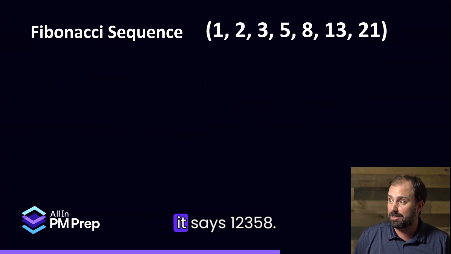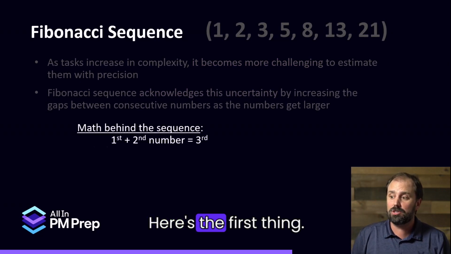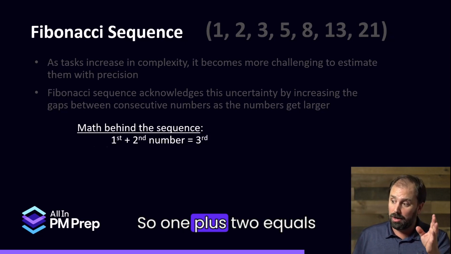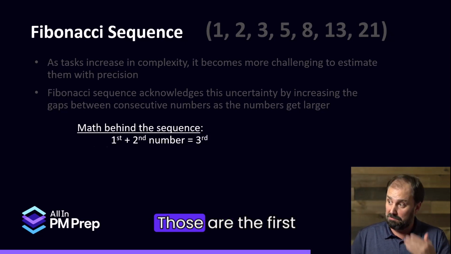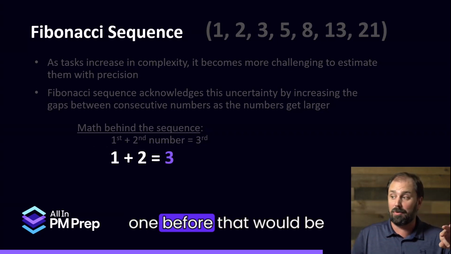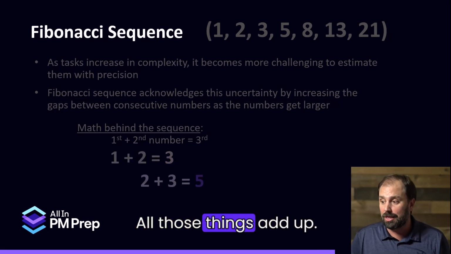If we look up here, it says 1, 2, 3, 5, 8. It's not random. Remember the shell? Here's the first thing. You take the first two numbers and you add them together. So 1 plus 2 equals 3. Those are the first three numbers. And technically one before that would be 0 plus 1 equals 1. 1 plus 2, all those things add up, okay?